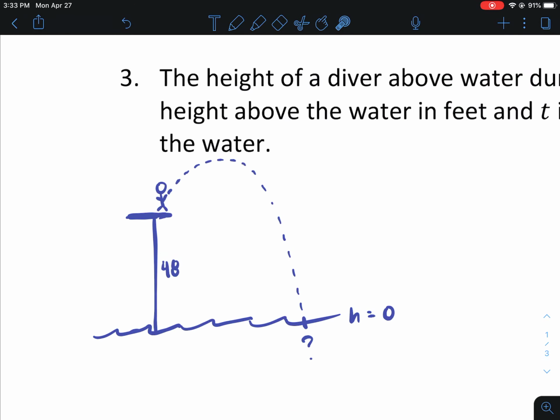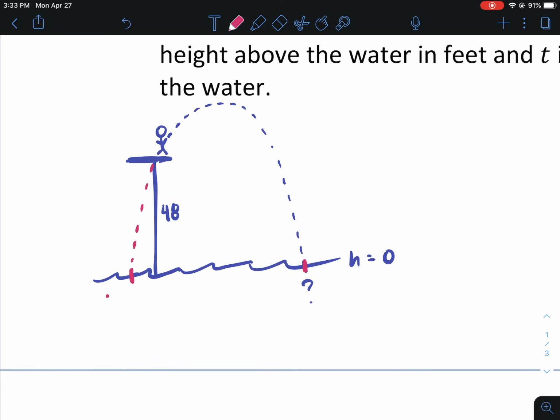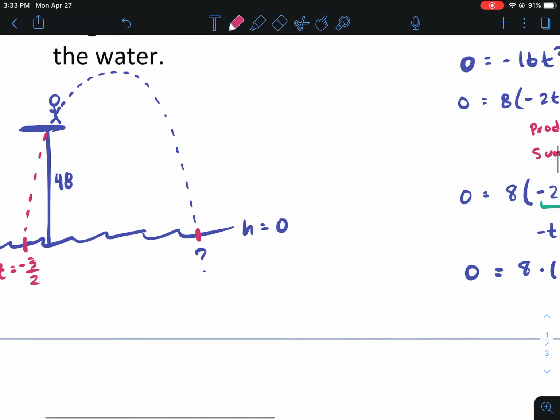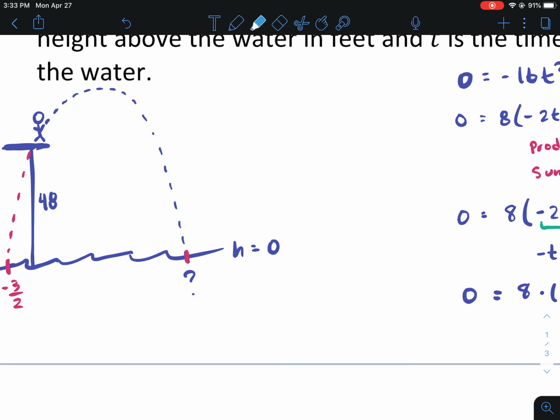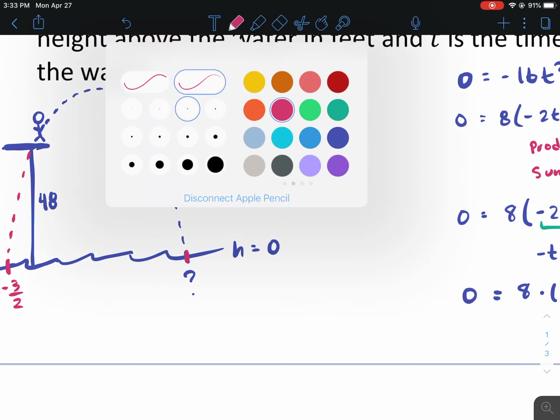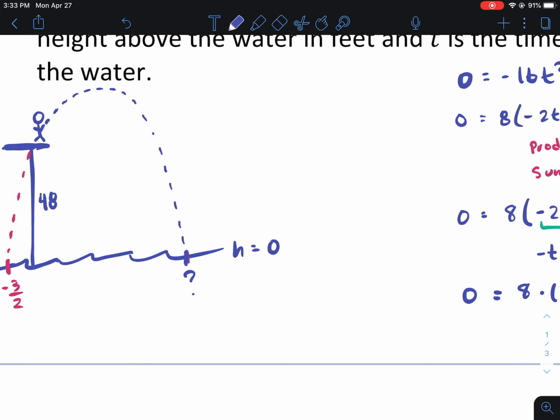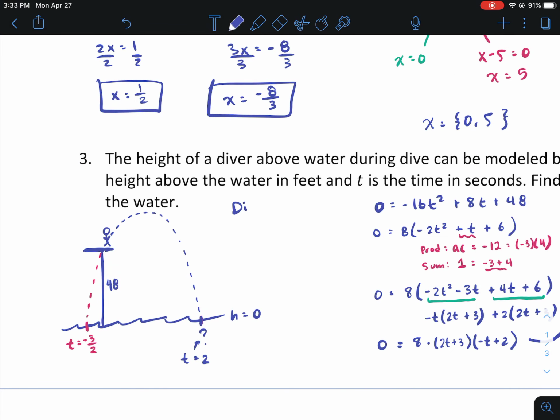And that's because we're already starting at a height of 48. If I were to extend this parabola to the left, the parabola itself has 2 zeros. This is where t is negative 3 over 2. It just isn't applicable in this context. So the answer we want is that t equals 2. So the diver hits the water after 2 seconds.